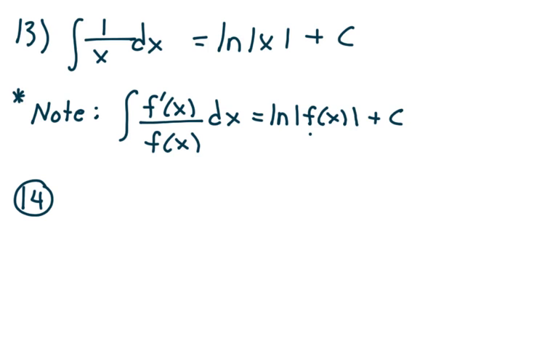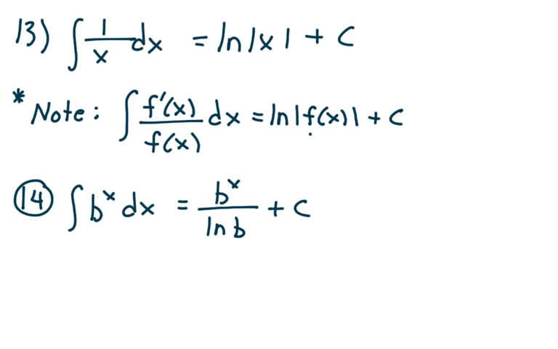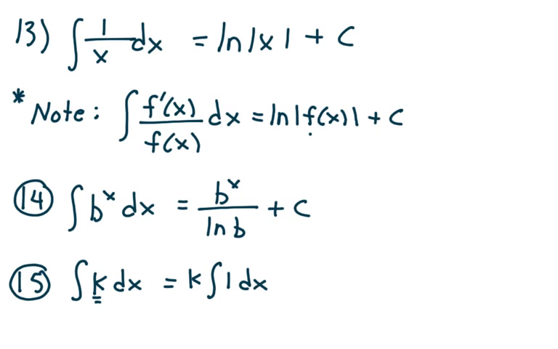A couple more. The integral of b to the x dx is b to the x divided by the natural log of b, plus c. That one will make more sense in section 5.5. And the last one I want to go over is the integral of k dx. I'm going to pull that k out in front, and then you're taking the integral of 1 dx. K is constant. The function whose derivative is 1 is x. So this should be kx plus c. And that's the last one I want to go over.